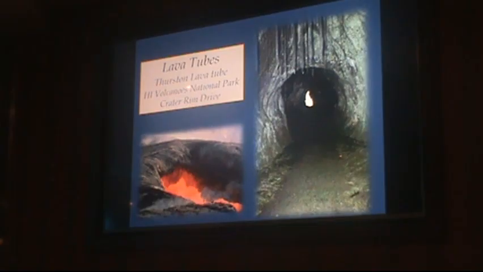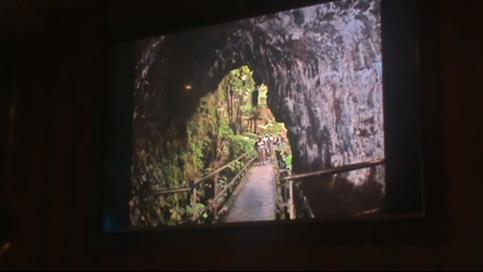And the ancient Hawaiians would use these lava tubes, and this would be one of the places where they would hide the bones of their elite and their kings and their chiefs that had passed away. They would go deep into these lava tubes, and this is where they would hide those bones. And some of these you can walk through.